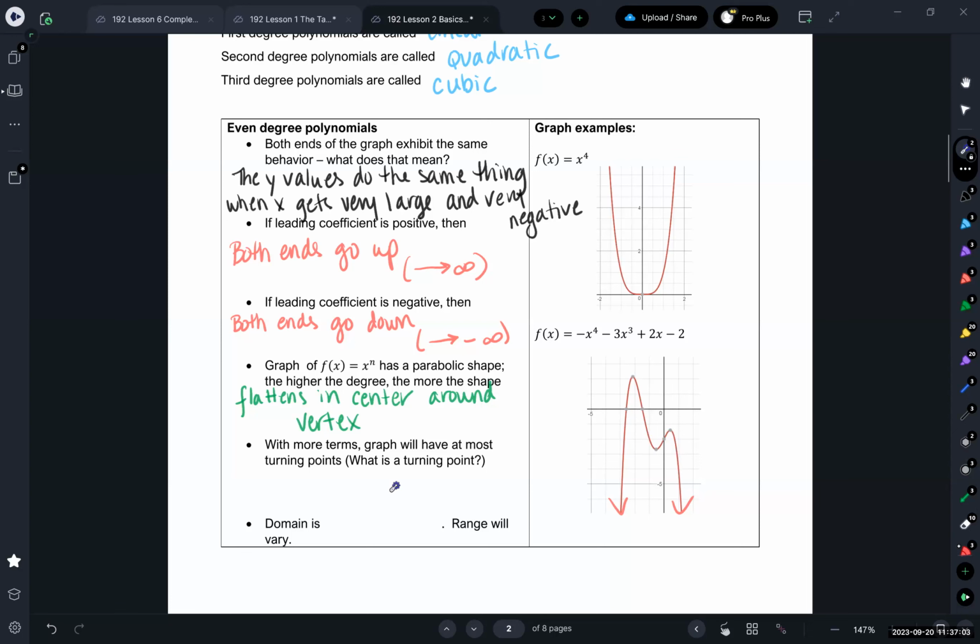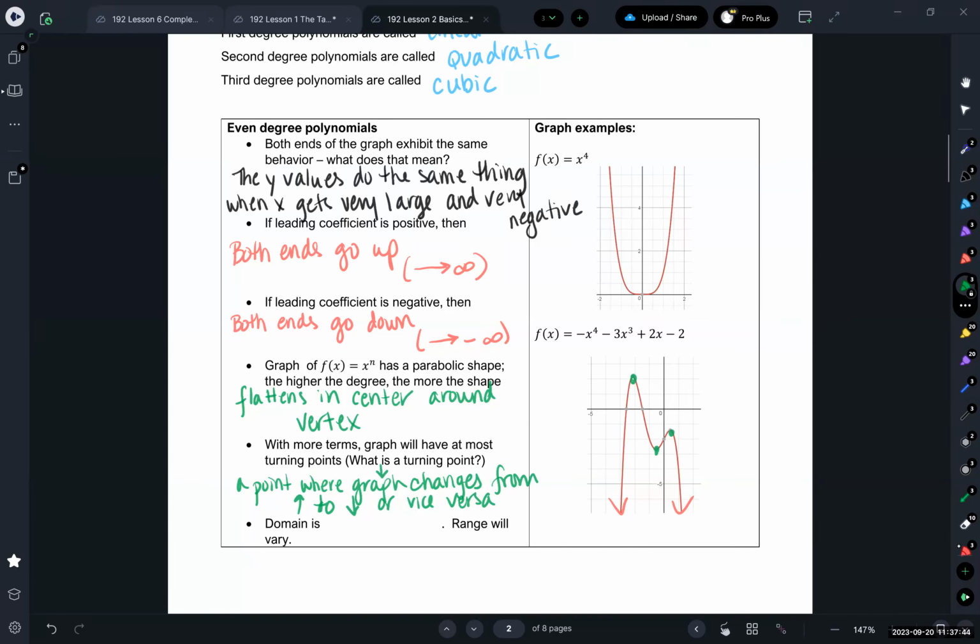Okay. A turning point, which is our question here, is a point where the graph changes from going up to going down or vice versa. So you can see in this case, I have 1, 2, 3 turning points where the graph literally turns. They're kind of like little mini vertexes in the midst of your graph.